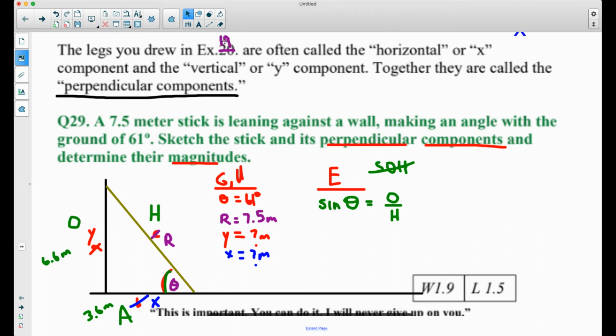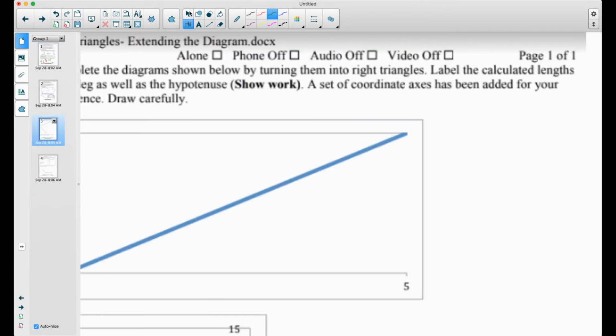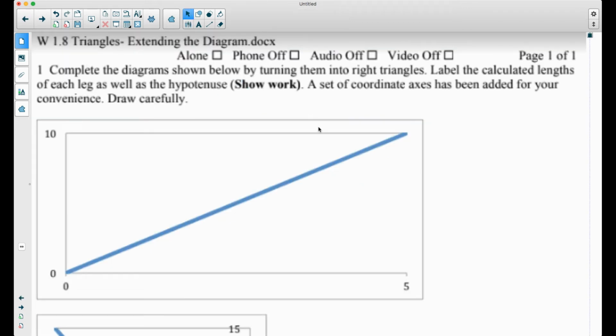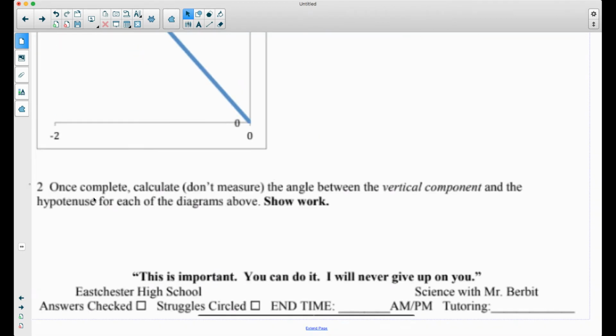The homework associated with this is incorrectly marked. Sorry about that. Updating some pagination this year. It's W1.8. And so I'll show you 1.8 briefly. Here it is. It's very easy. 2 sketches and 1 question down here.